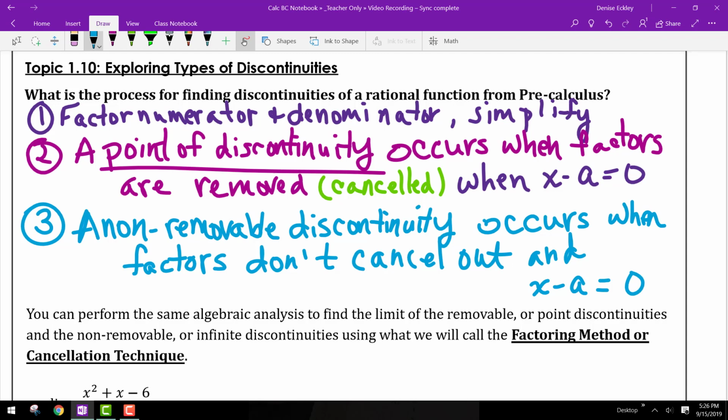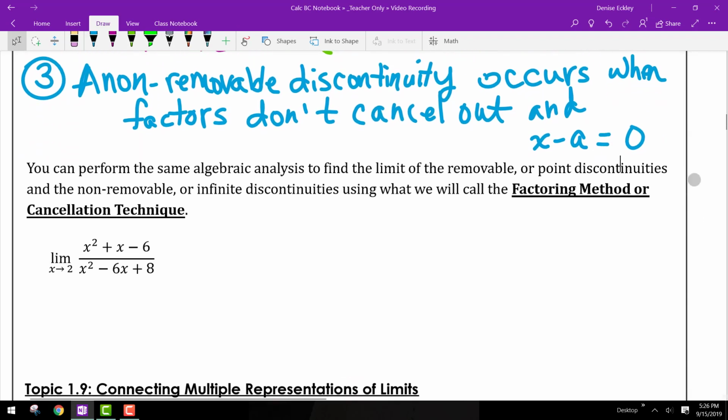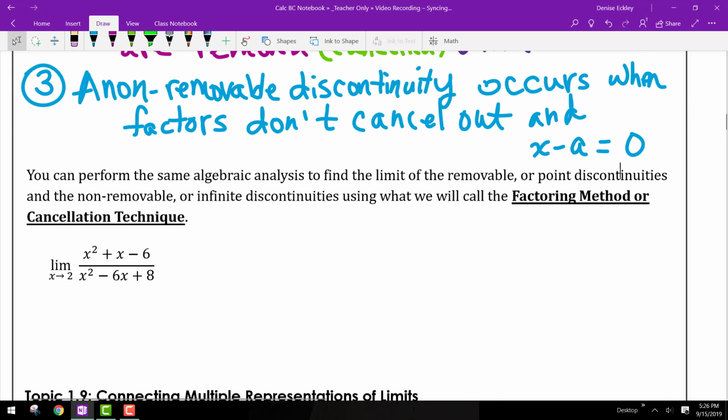Okay, so how do we work with these? So you can perform the same algebraic analysis to find the limits of the removable ones, or point discontinuities, and we are going to be using the factoring method or the cancellation technique to deal with those types. The other type, they're a little more tricky and they take a little more subtle work. So let's go through using the factoring method or the cancellation technique.